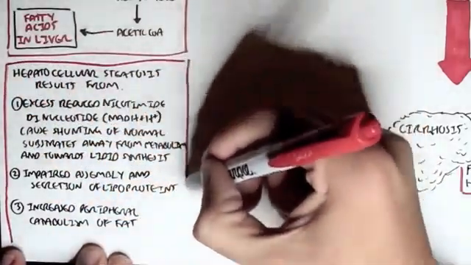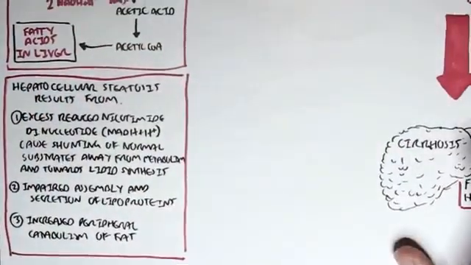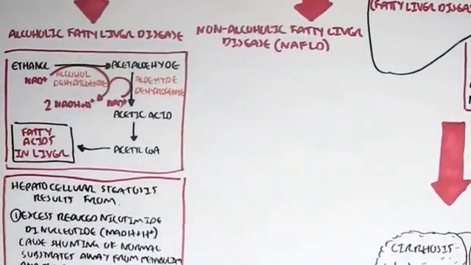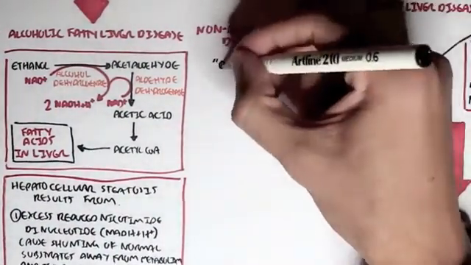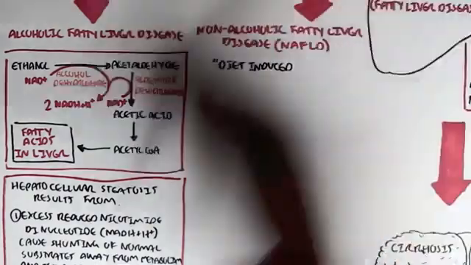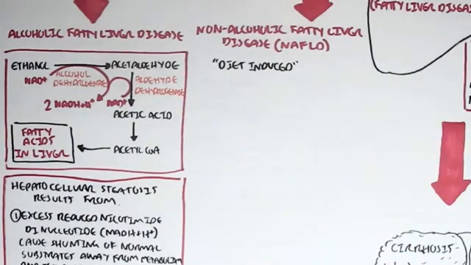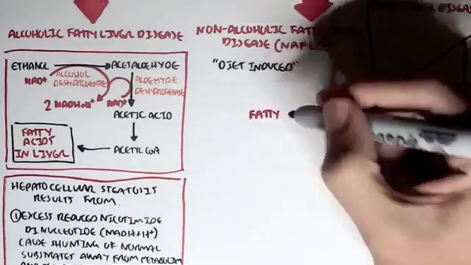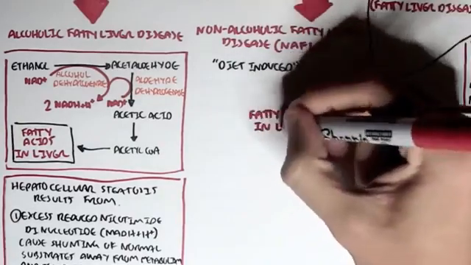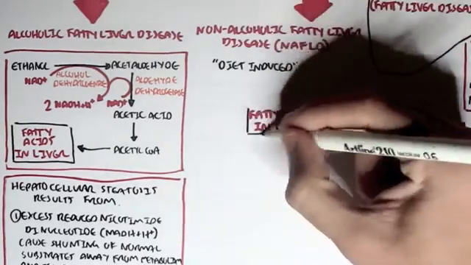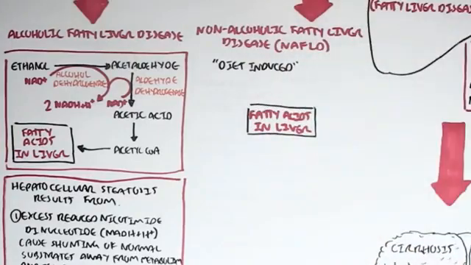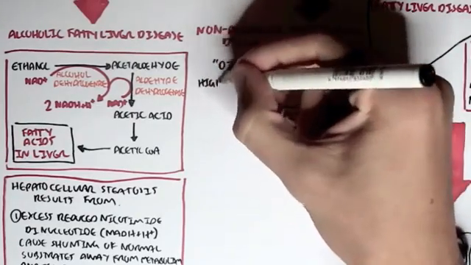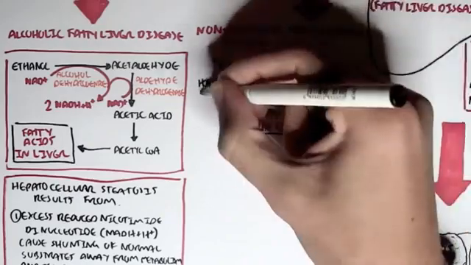Now let's look at the non-alcoholic fatty liver disease, abbreviated NAFLD. Because it says non-alcoholic, this tends to be diet-induced. But essentially, it's where the same thing happens. We have fatty acid accumulation in the liver, which makes fatty liver disease. So what causes this? Well, we can have a high intake of dietary fats.